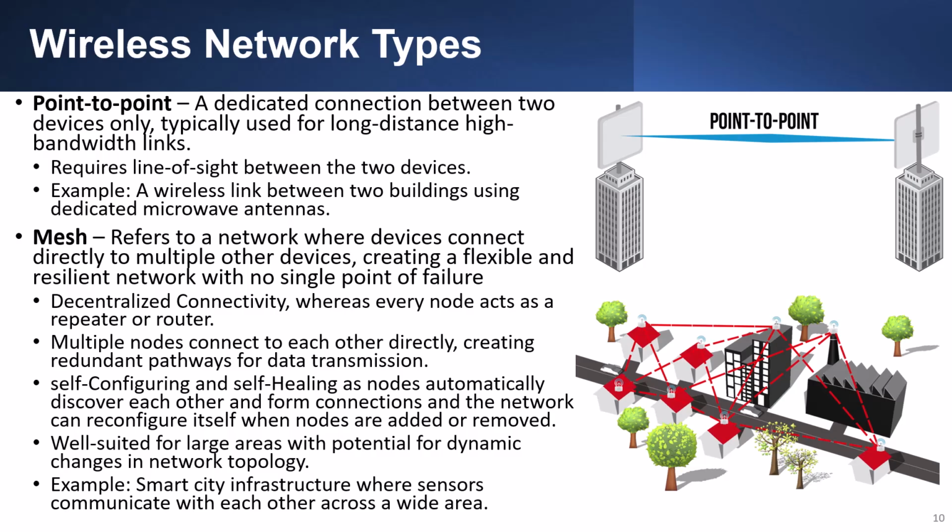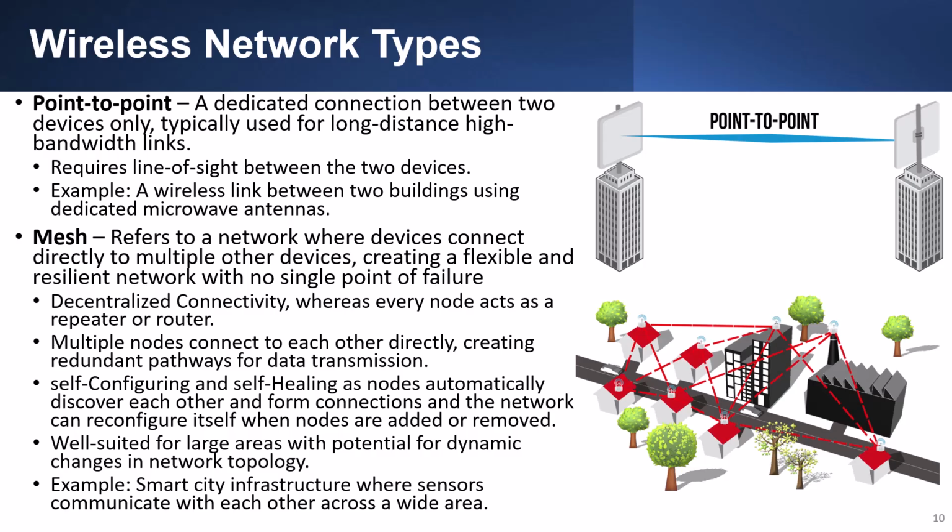Mesh refers to a network where devices connect directly to multiple other devices, creating a flexible and resilient network with no single point of failure. It has decentralized connectivity, where every node acts as a repeater or router. Multiple nodes connect to each other directly, creating redundant pathways for data transmission.